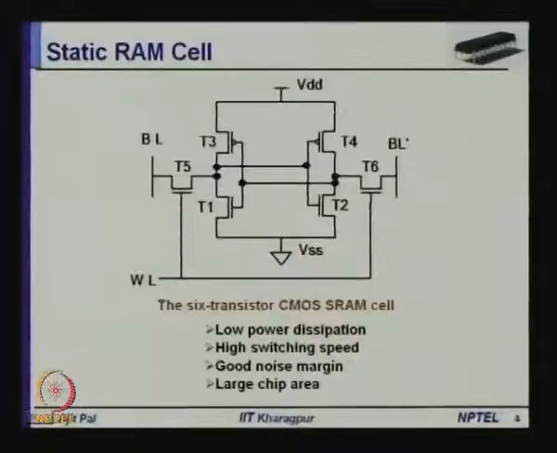So, the large chip area is occupied by each cell, and as a consequence the number of memory cells or number of bits that you can accommodate on a chip cannot be many. So, static RAM has a large chip area, so the number of bits that can be accommodated is small. Okay. So, this is the basic structure of a static RAM cell.